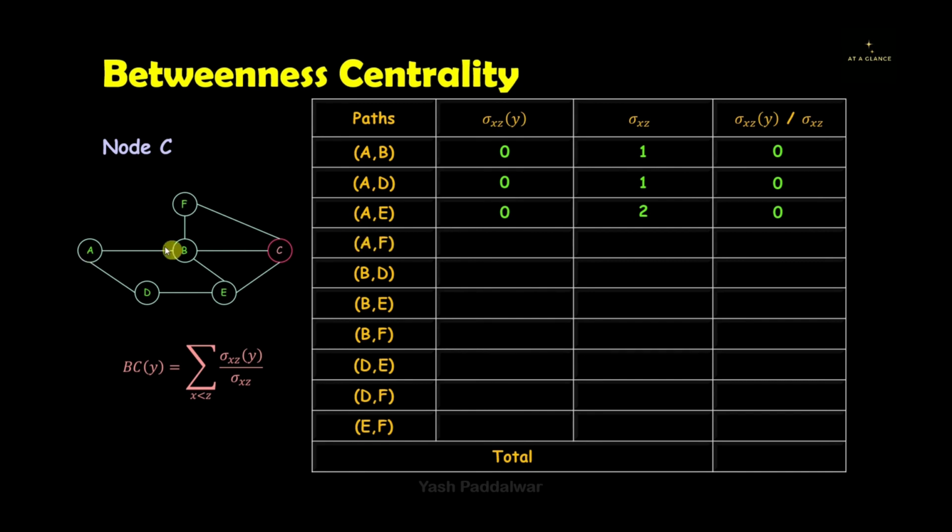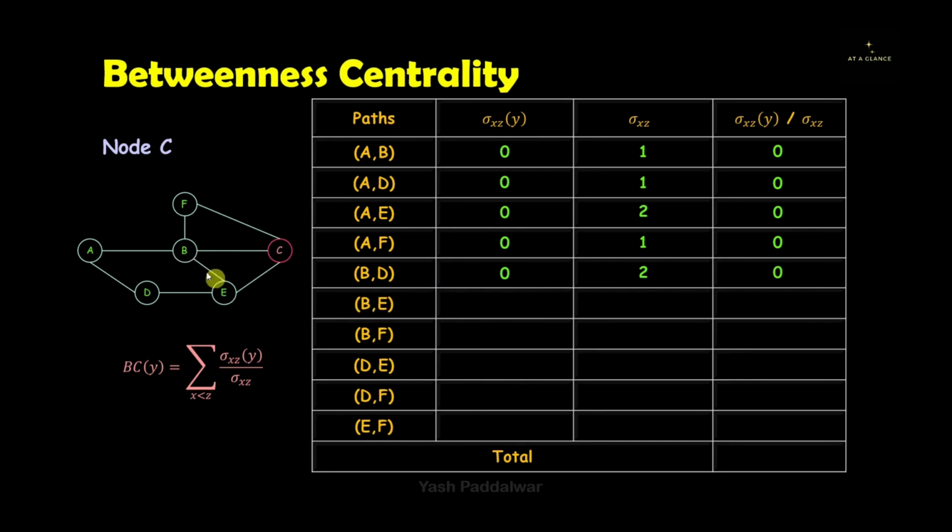The next path is AF. There is only one possible path, ABF, to reach from A to F. And in this particular possible path, we do not have the node C in it. Hence, the centrality measure will be 0. Next, we have the path BD. So for reaching from B to D, we have two possible shortest paths. First path is BAD and second path is BED. Out of these two possible shortest paths, we do not have any path which contains the node C. Hence we'll write 0. 0 divided by 2 gives us 0.